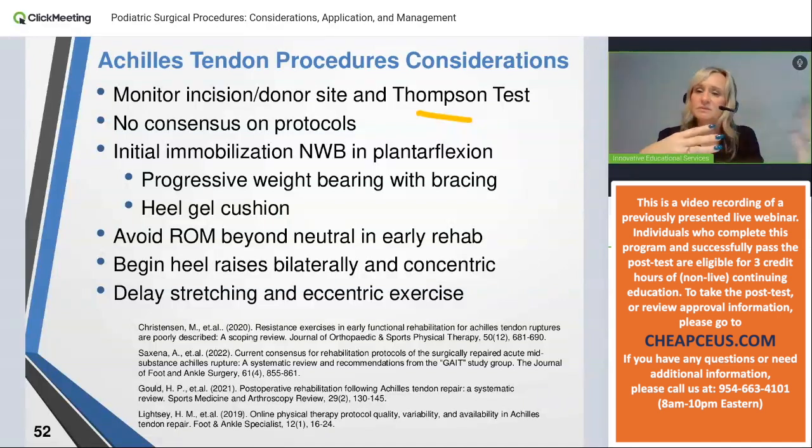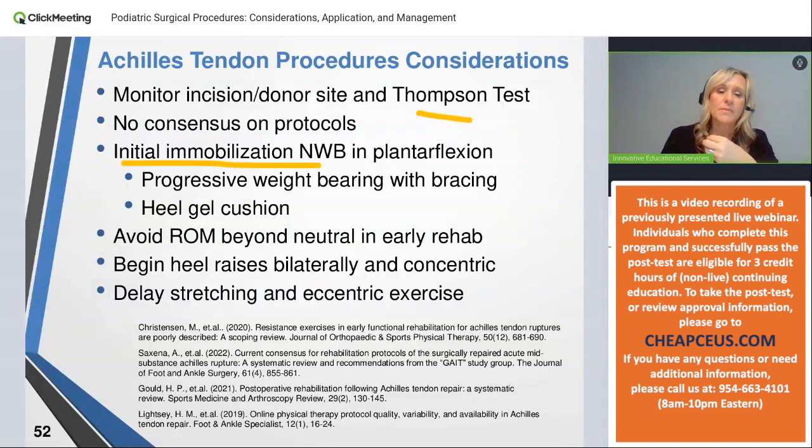No real consensus on specific protocols for how to rehab the patient. Again, there's that paradigm shift more towards that early mobilization, that early controlled loading of the tendon, with that resistance facilitating its healing, balancing that with avoiding rupture. Initially, when the patient is immobilized, they'll be non weight bearing in plantar flexion, so it's not stressing that repair. And then they're going to slowly move them along the way in order to increase that weight bearing.